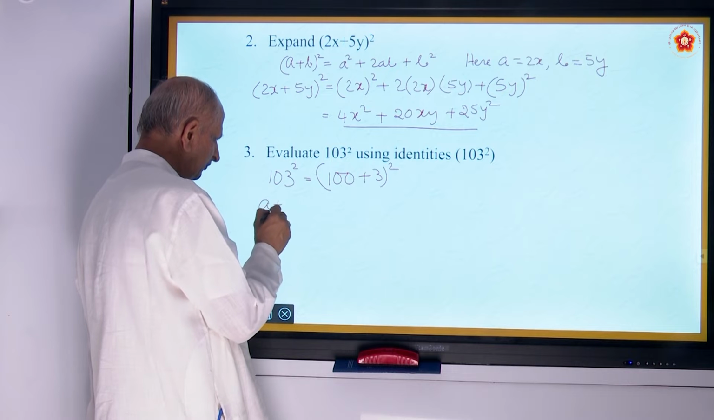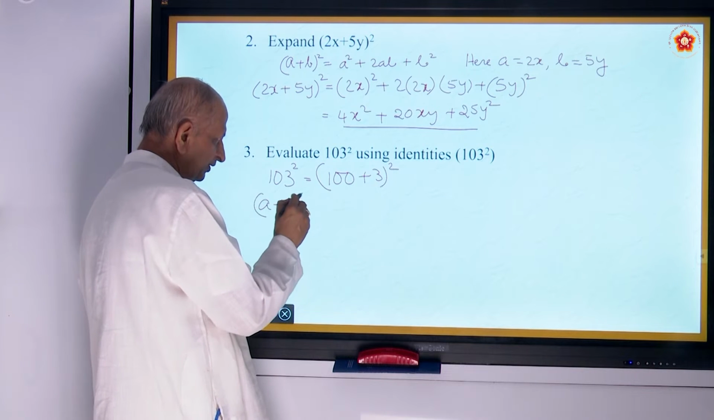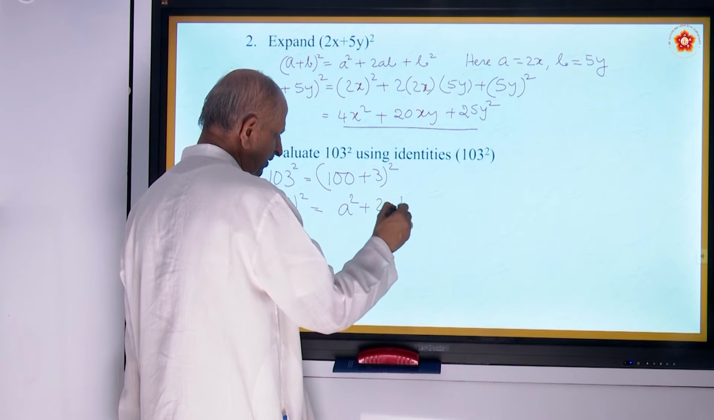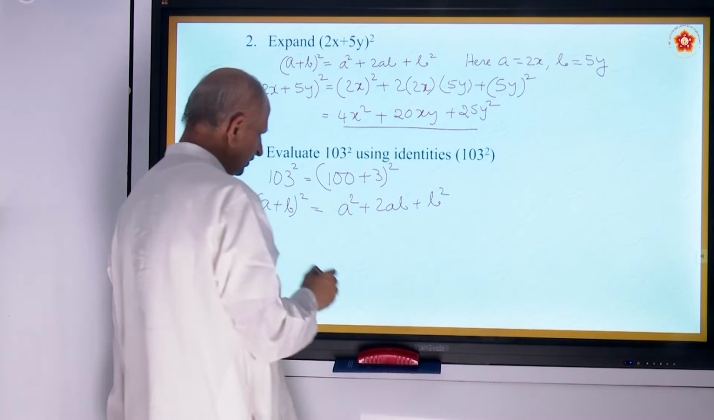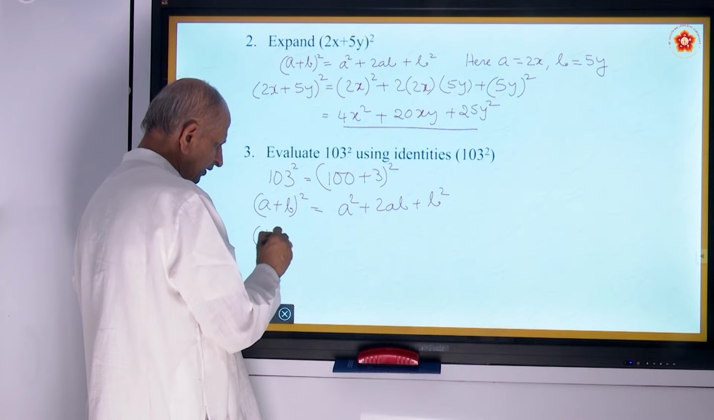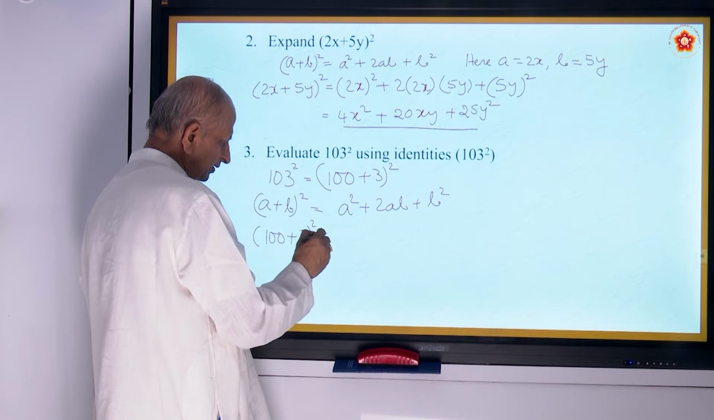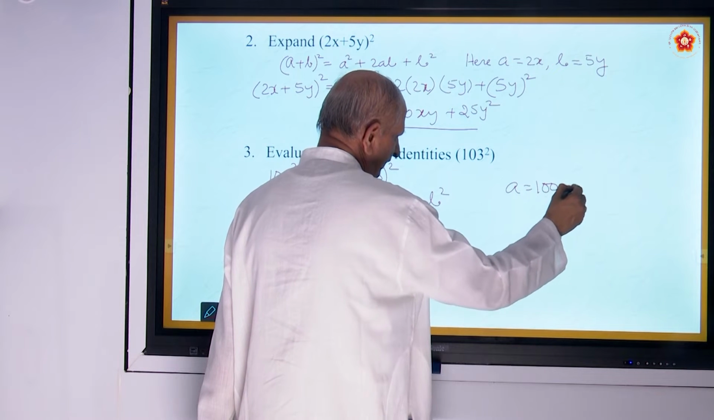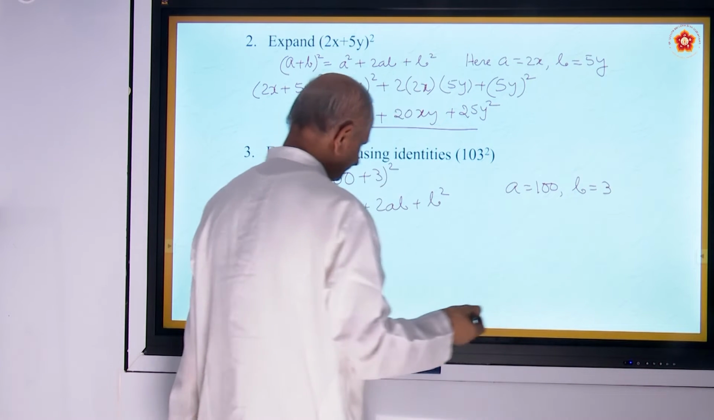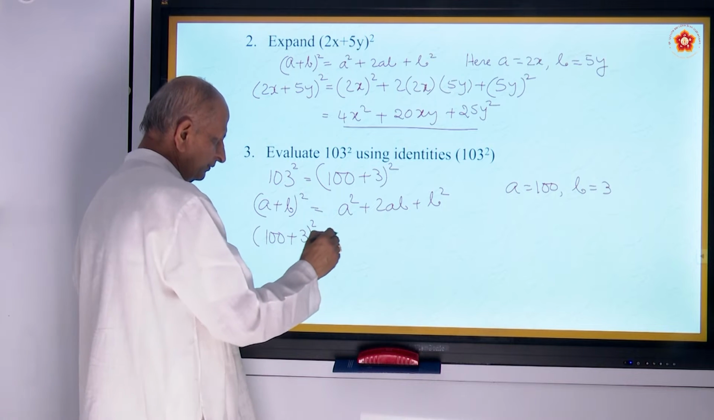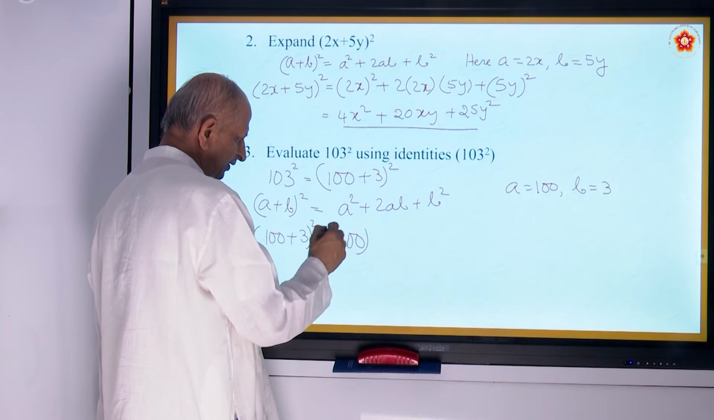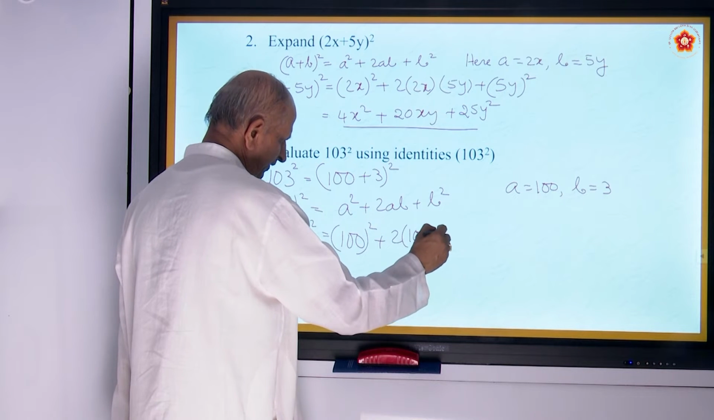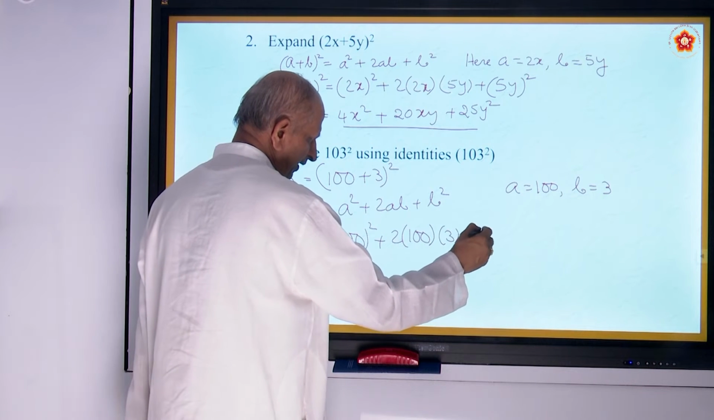So you use identity formula a plus b whole square, a square plus 2ab plus b square. Here what is A? A is 100. What is B? 3, correct? So A is 100 here and B is 3 here. So 100 plus 3 whole square. So A square is 100 square, 2 into A 100, B 3, B square 3 square.